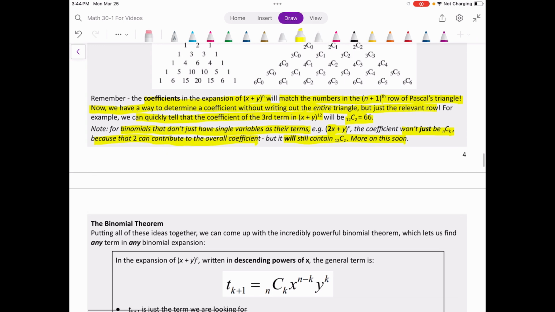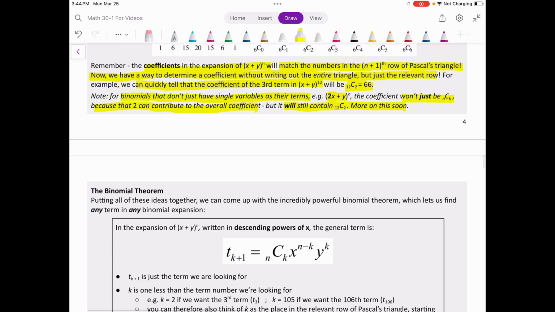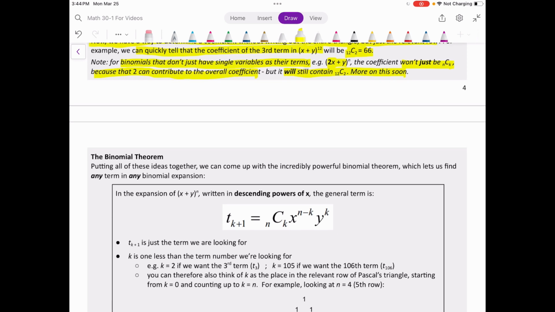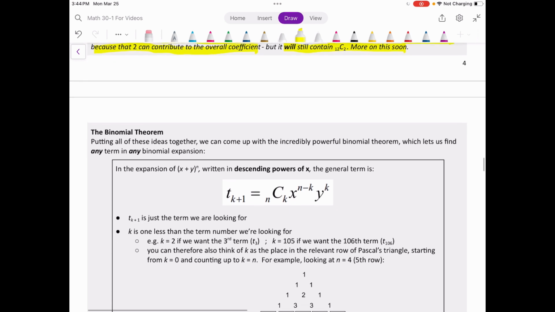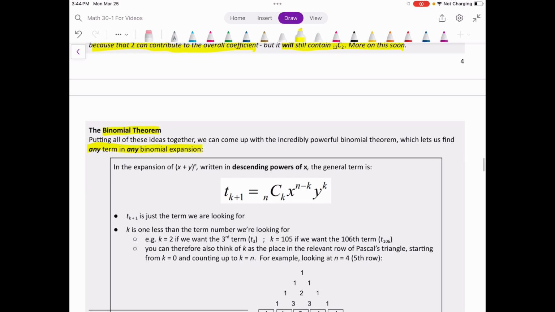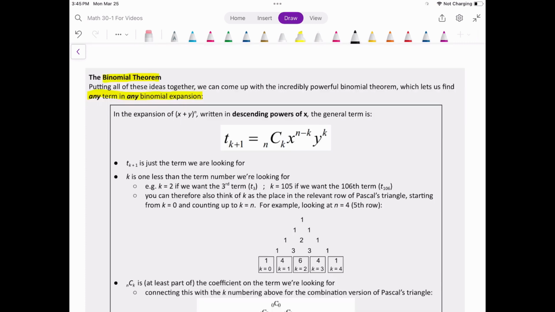Okay, let's take a look at how we can now pull all of those ideas and patterns out and use them to come up with a very efficient way of finding any term in any binomial expansion, using what we've now arrived at, the title of this lesson. We're now ready to talk about the actual full binomial theorem. So here it is, okay?